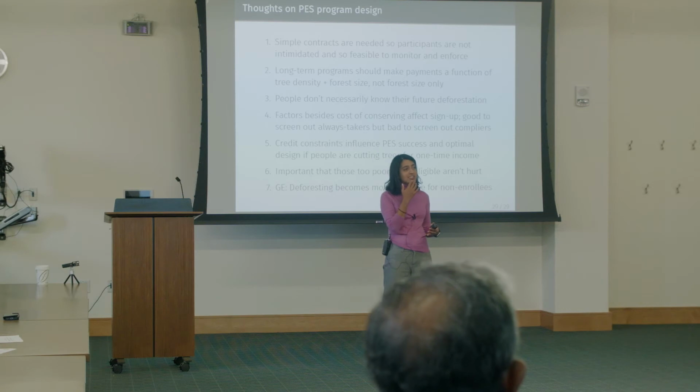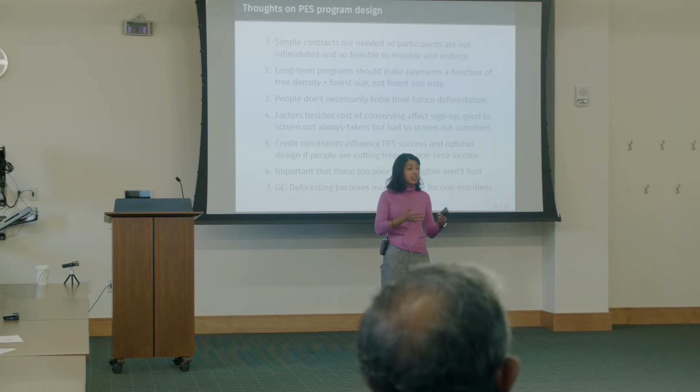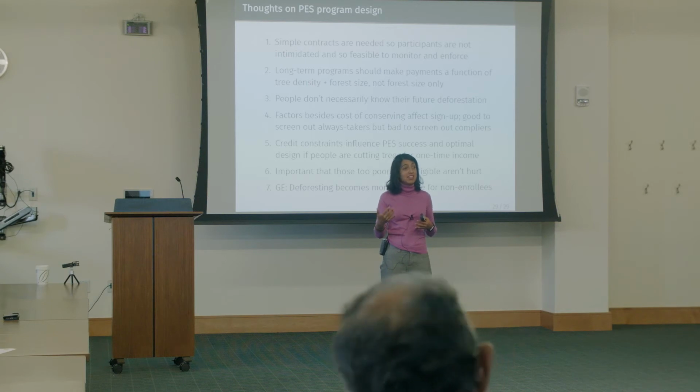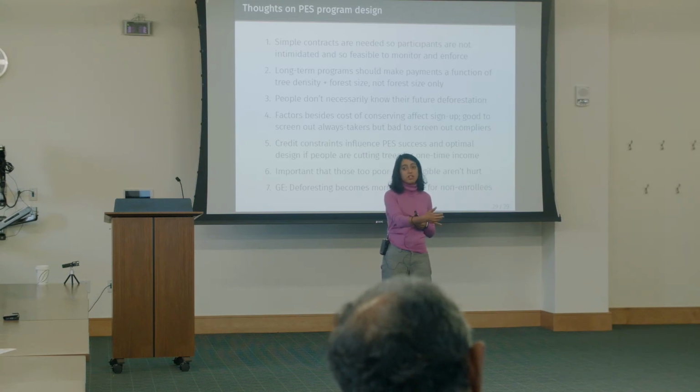I think credit constraints influence the success of this and the optimal design, in terms of how much people need to change their behavior. And then just last 2 points, I think this is one where people who are kind of not officially in the mechanism end up being affected, in our case, like the poor people who didn't own land, and so you have to think about their welfare, I think, as well. And then these GE effects, deforesting becomes much more lucrative if a big chunk of people have stopped cutting down trees and supplying to the market. So turn it over to Alex.